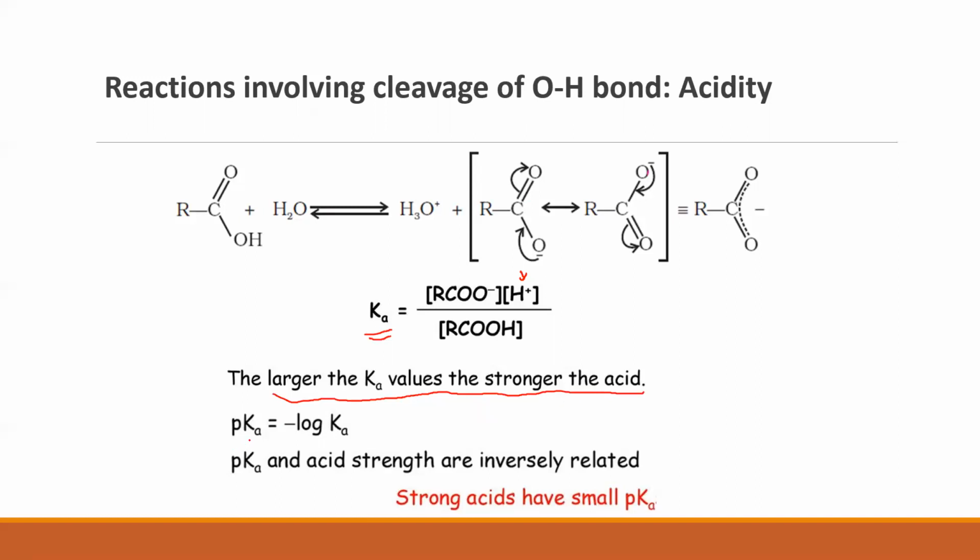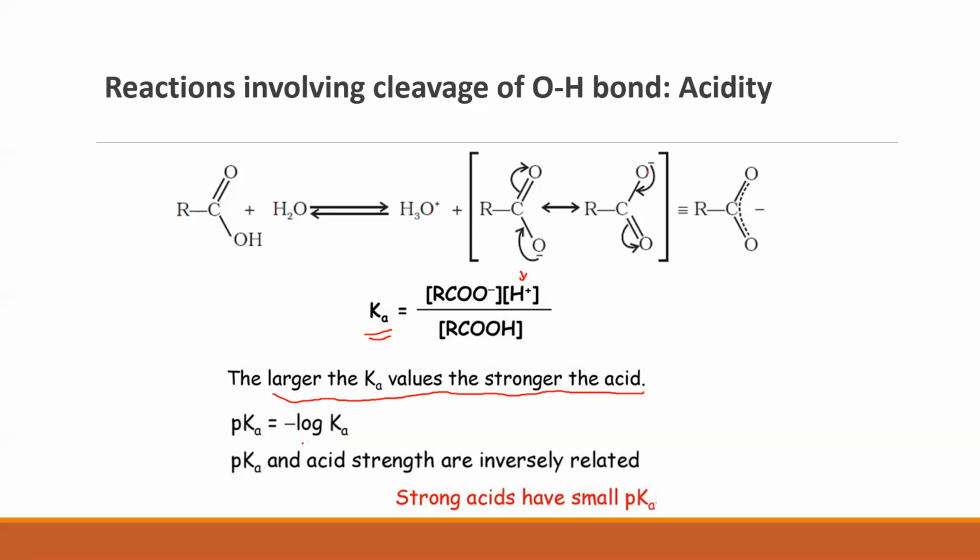We usually use one more term which is called pKa, Ka with a P factor. So pKa is given by minus log of Ka. pKa is nothing but the negative logarithm of Ka, just like pH. pH is the negative logarithm of the concentration of H plus. pOH is the negative logarithm of the concentration of OH minus. Similarly, pKa is minus log of Ka.